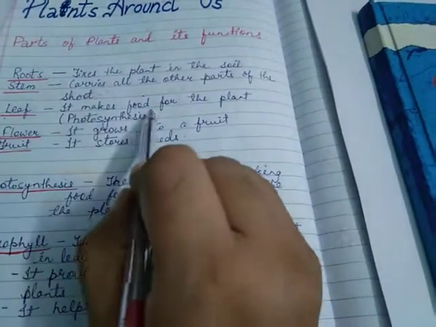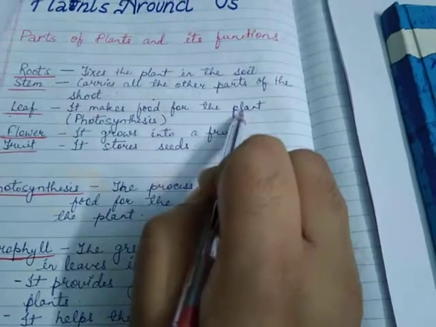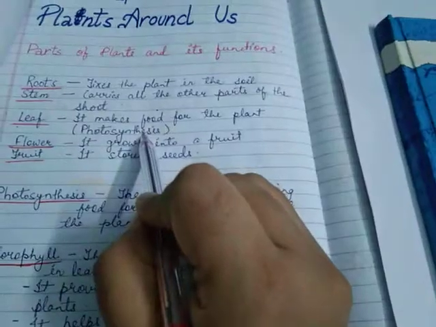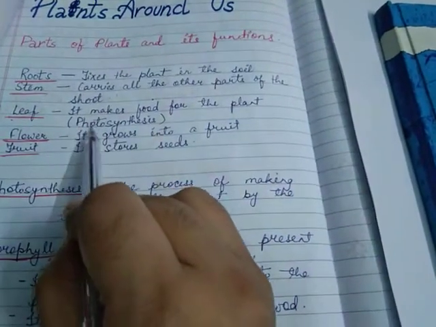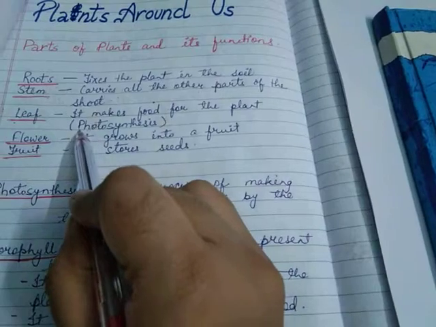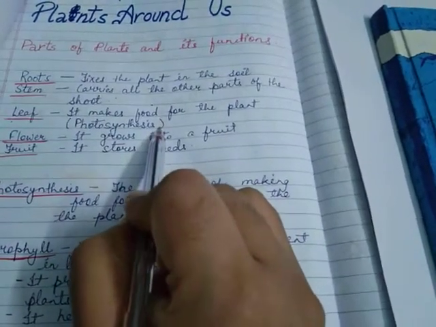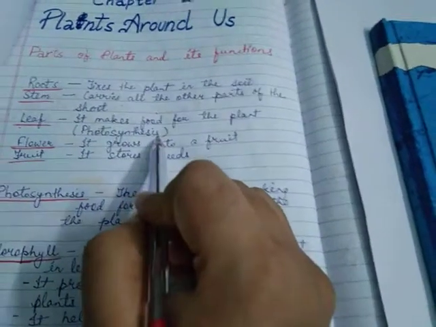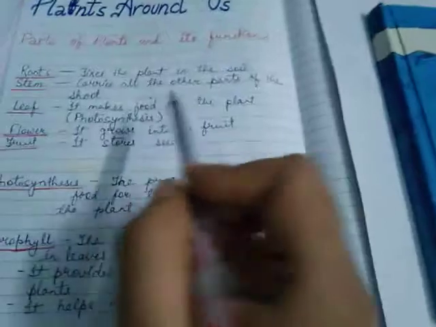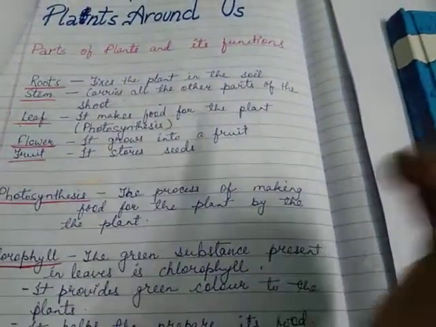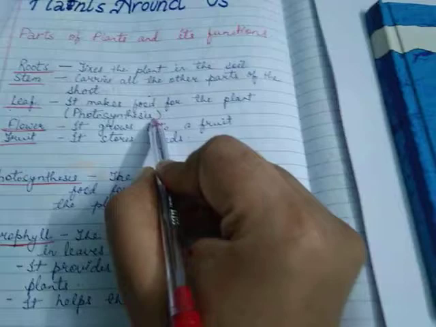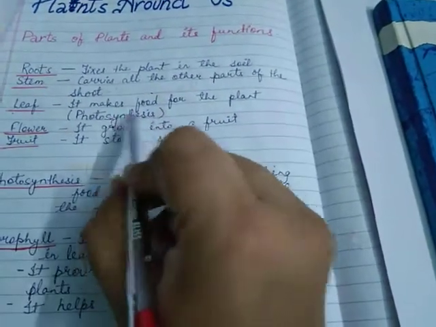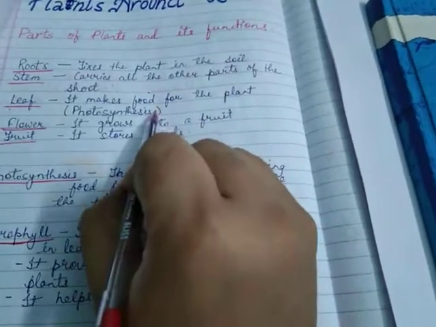Leaf. Leaf makes food for the plant by the process of photosynthesis. When mummy prepares food in the kitchen, we give it a term called cooking. But when plants make their food, we give the term photosynthesis, because photosynthesis is the process of making food by the plants.